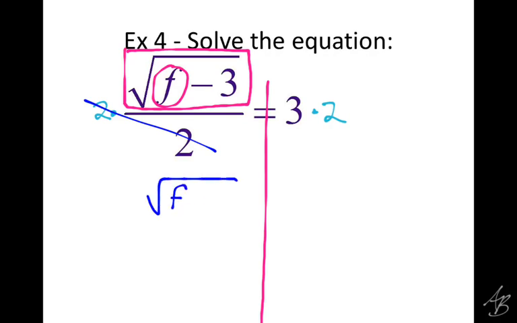Good. Square root of f minus 3. And then on the right side, 3 times 2 is 6. All right. So the 2 is the only thing outside the square root. That's all we had to get rid of to get the square root by itself.